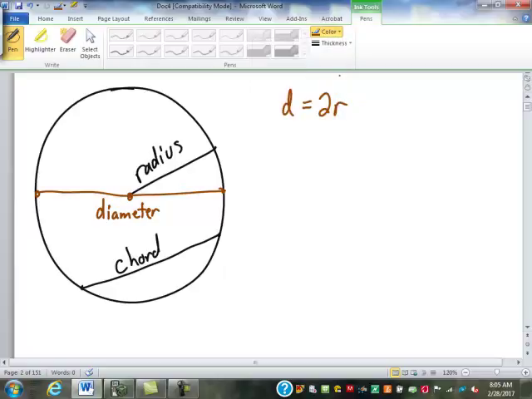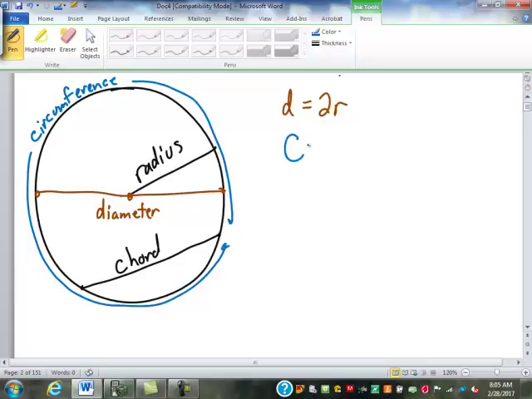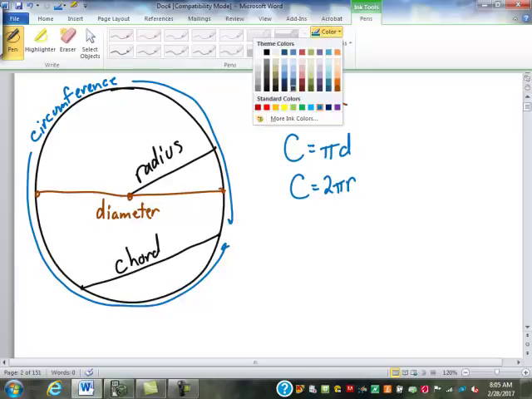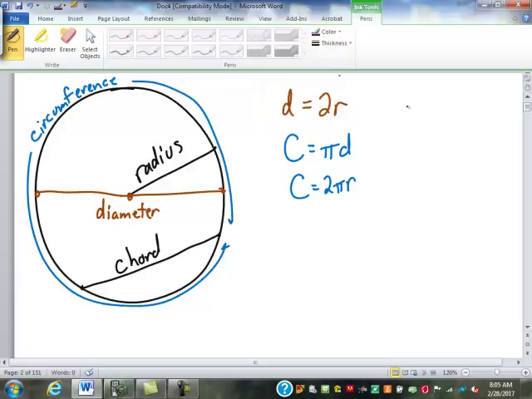Third piece I'm going to describe, or third vocabulary term, we've seen the circumference. Circumference, just the distance around the outside of the circle, the perimeter of the circle. And our formula for circumference is what? There's two of them that we have. Not pi r squared, but pi times diameter, or 2 times pi times radius, since the diameter is just 2 times the radius. So those are the main ones that we already know.